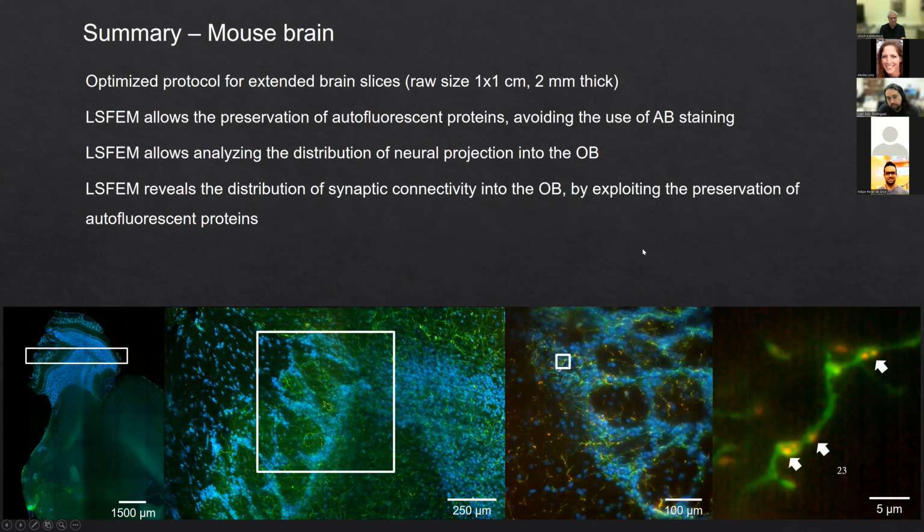And well, we are able to analyze the distribution of these projections, and thanks to the nanoscale resolution, we are also able to see how the distribution of the synaptic connectivity into the olfactory bulb is, and then to compare the function of different groups of cell bodies there.